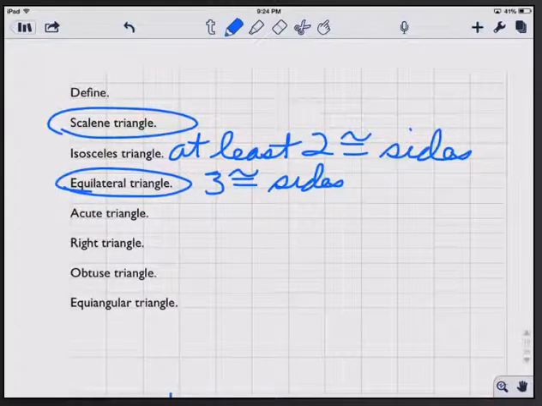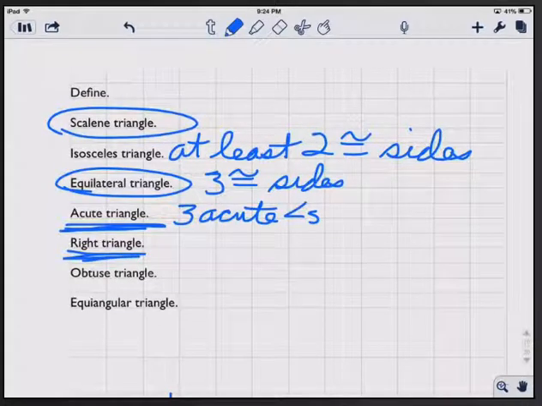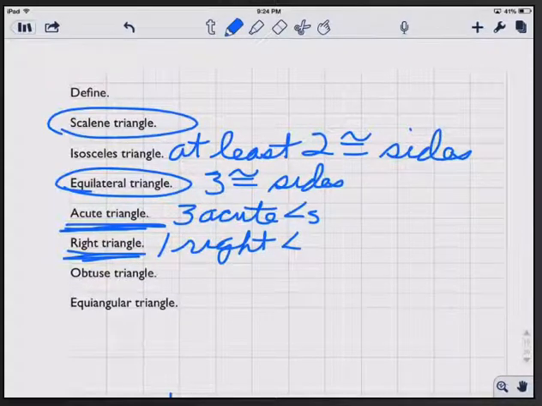An acute triangle has three acute angles. Every triangle is going to have at least two acute angles. A right triangle has exactly one right angle. It's impossible to have more than one right angle because that would bring us to a total of 180 after just two angles, and we'd still have to add in a third angle.